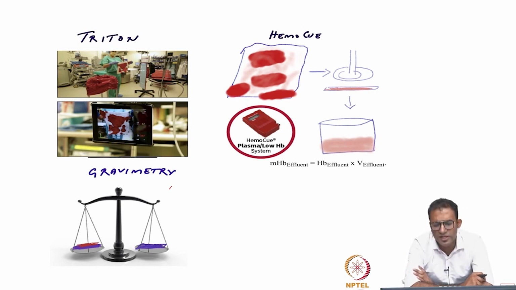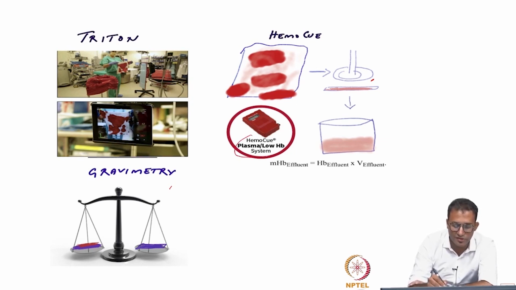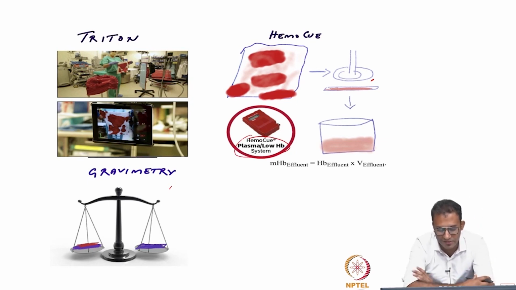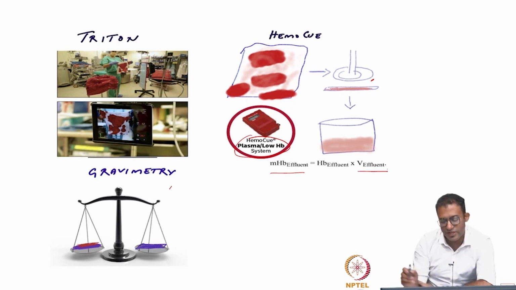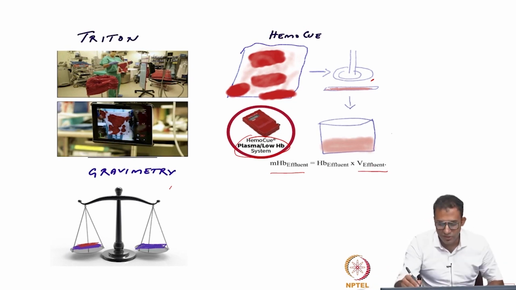The third method, the gold standard method, is using the HemoQ system, which is a spectrophotometric analysis of the hemoglobin loss. So basically what you do is they crush the sponges using a mechanical technique, and using that effluent which comes out, this is analyzed by a Swedish system. It's called the HemoQ plasma or low hemoglobin analysis system. So the formula is that measured hemoglobin using certain constants. The formula is measured hemoglobin is equal to hemoglobin of the effluent into the volume of the effluent. So this gives us the gold standard.